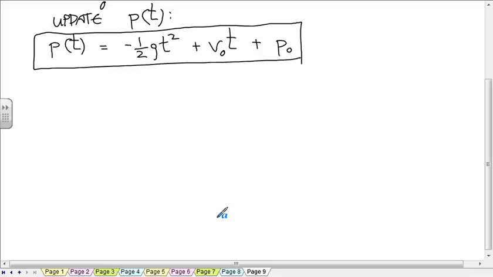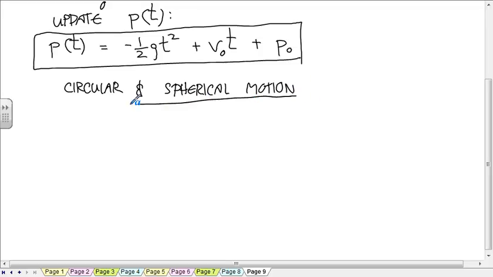Okay, so the next thing we have to talk about with particle kinematics is circular and spherical motion. And to talk about these, we need to use two more variables, two more quantities, the angular velocity and the angular acceleration.